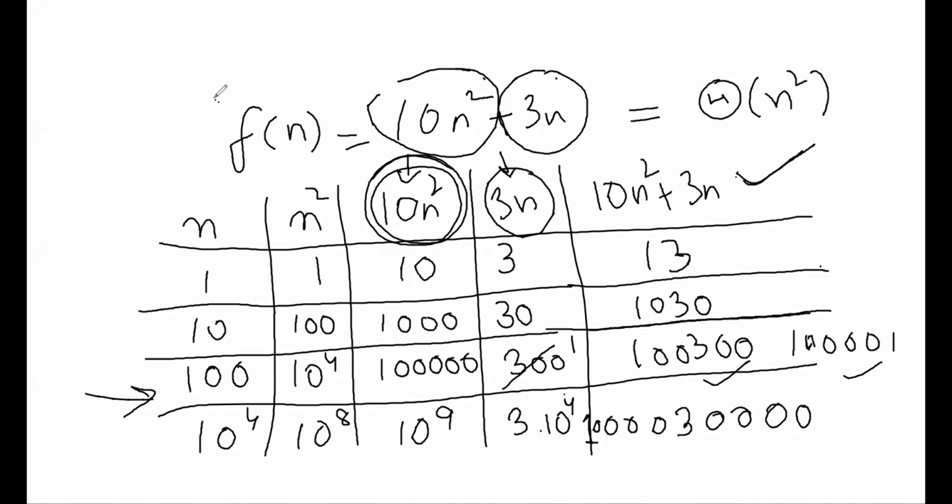That is why we say, I'll tell you why it is theta, that the runtime of this program is n square. So we ignore the lower order terms and we concentrate on the higher order terms. Okay. So it is theta. Why is it theta of n square? Now, why is it theta? Why is it not O?